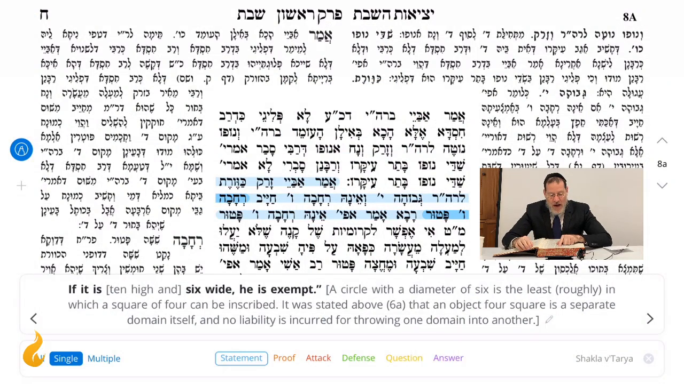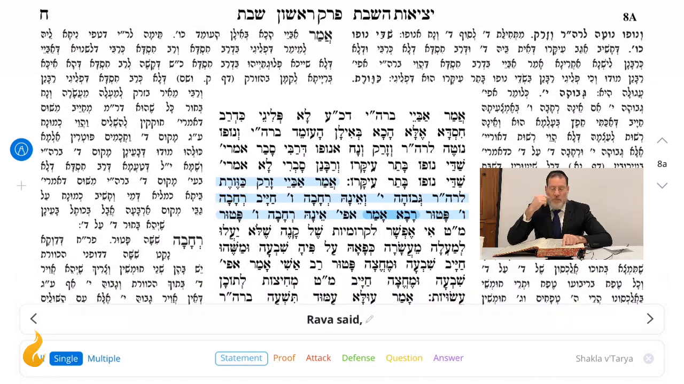However, Rabba amar, afilu ein rochav, even if it doesn't have 4x4, a diameter of 6. Why does it need 10 tefachim? Wouldn't 3 be enough? No, 3 does not have the Reshus HaYachid midoraysa. Now what would be the din based on everything we have been learning? If it's 10 tefachim tall, but it doesn't have 4 by 4, then what is it? It's going to be batel to its domain. It's going to be batel to its domain.